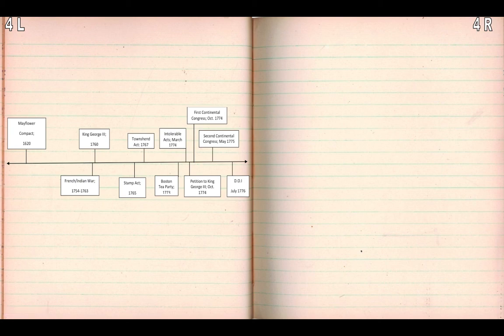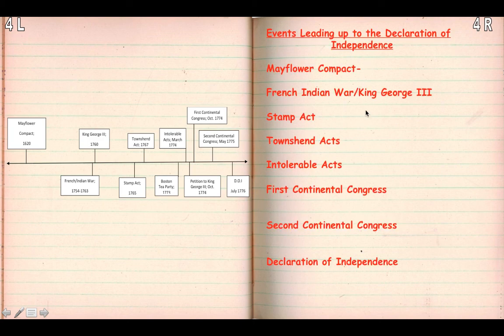Okay, 4L. This is a timeline of events leading up to the Declaration of Independence. They're all right here, minus the Boston Tea Party. That's thrown in there to give a little insight into where all of these other things happened around it. This is a cutout also. However, please feel free to draw it, but also know that these are written in order as well. You might want to add in the Boston Tea Party right in here, but that's up to you.